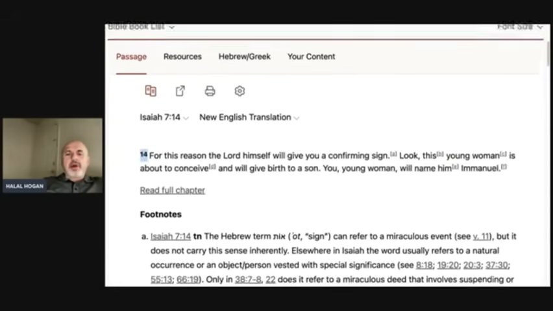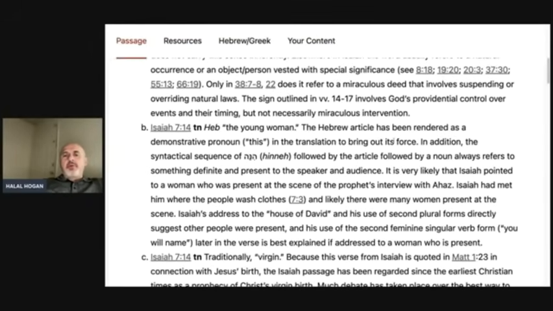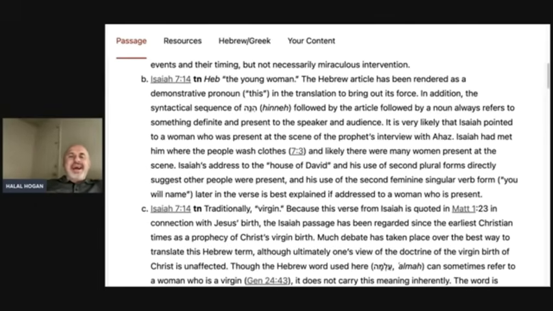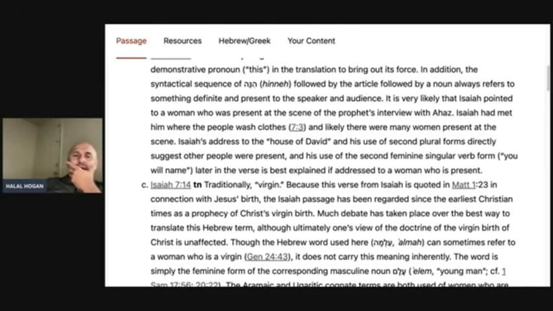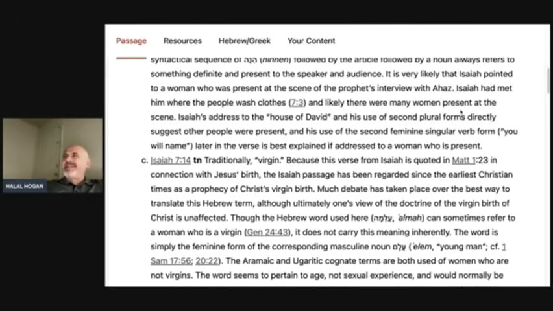NET note. What does it say about young woman? The young woman, the Hebrew article has been rendered as a demonstrative pronoun, and the translation brings out its force. In addition, the syntactical sequence, hinneh, followed by the article, followed by a noun, always refers to something definite and present at the scene of the prophet's interview with Ahaz. Isaiah had met him where the people wash clothes. Likely, there are many women present. You see what they're telling you? It has nothing to do with Mary at the scene.